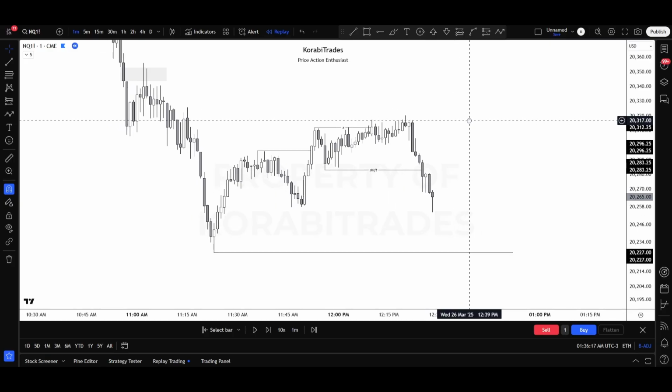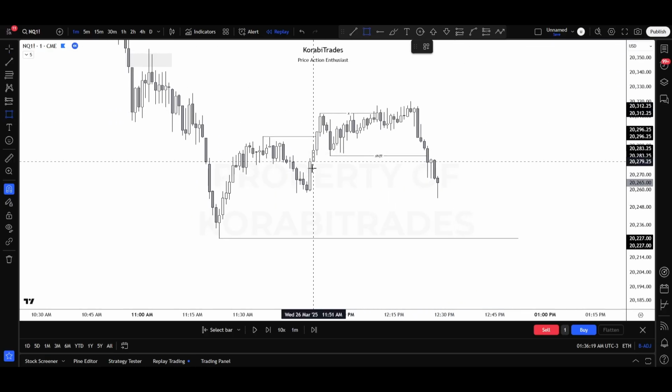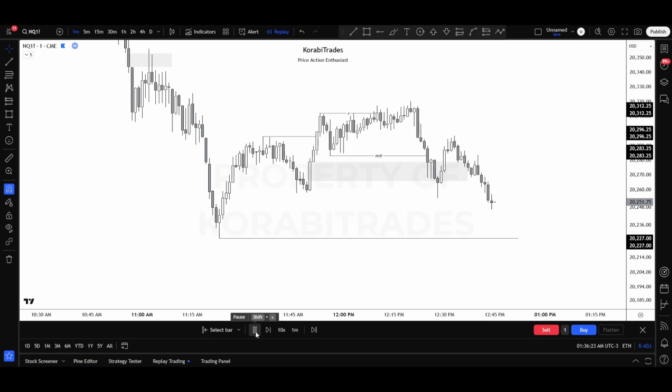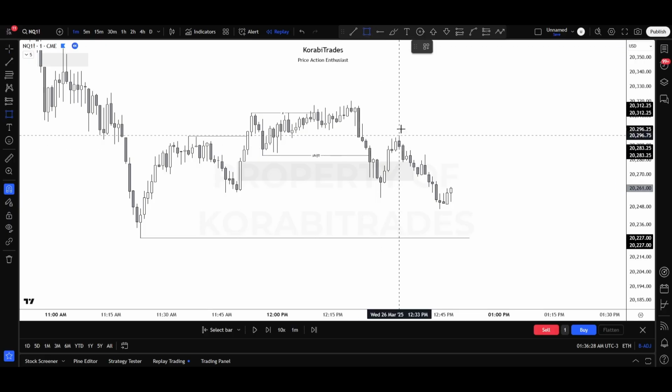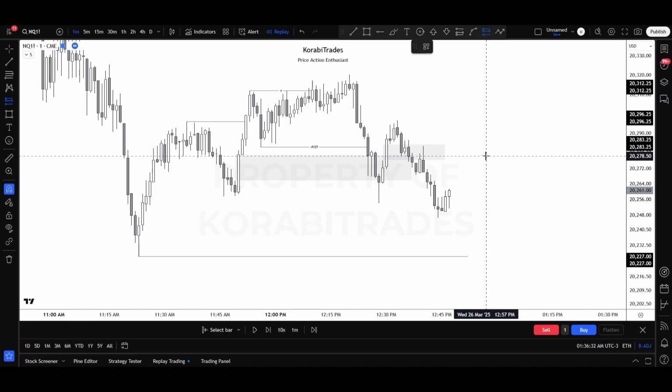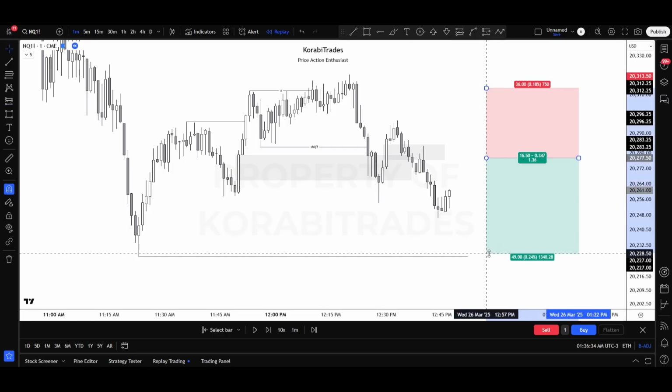Now I need some sort of aggression. So I'm going to mark this internal in between. Price continues, and there we go. Once we mark this internal, price obviously fails to hold this fair value gap. I'm going to look for some sort of inversion in between to confirm my entry for my short.